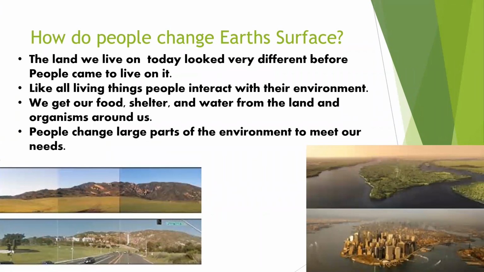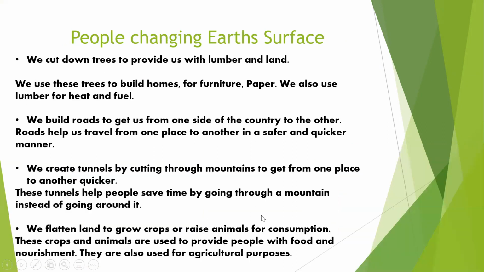So we've been talking about how people changed the Earth's surface. The land we live on today looked very different before people came to it. Like all living things, us people interact with our environment and we get our food, our shelter, and our water from the land. And then we go down to the pictures here because this is a mountain. And then this is what it looks like once people came and we built roads and a little city. And then this one is New York City before and after.